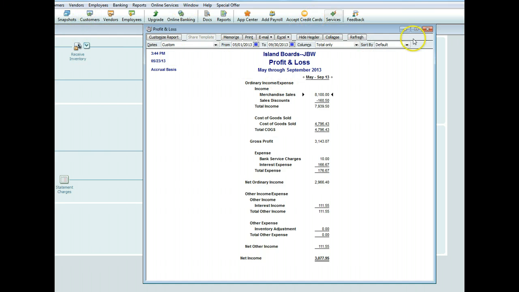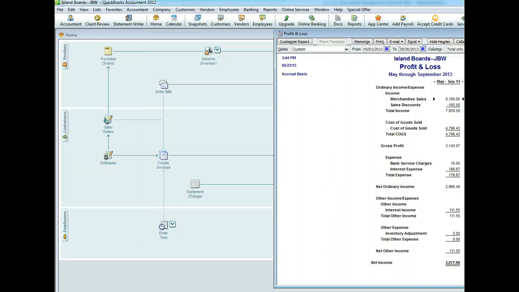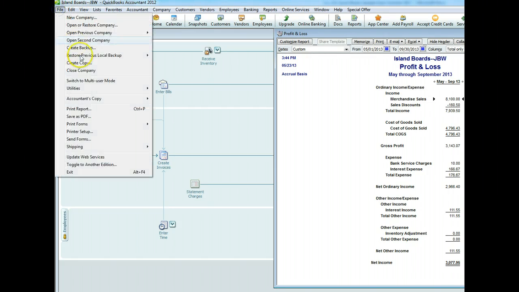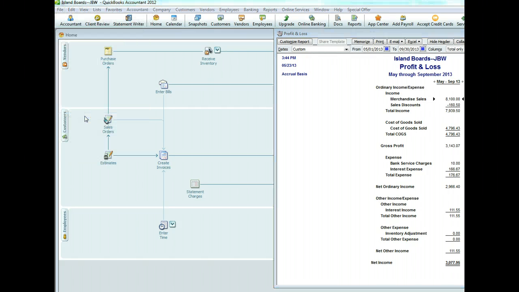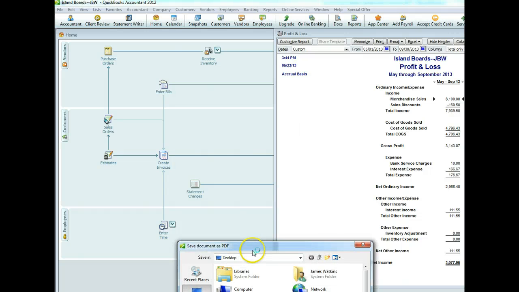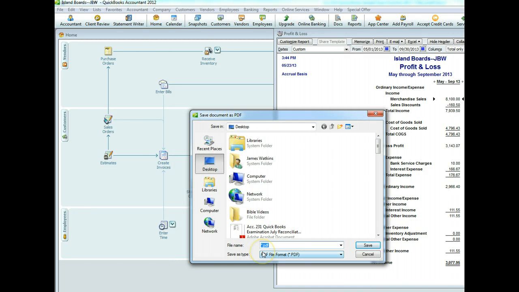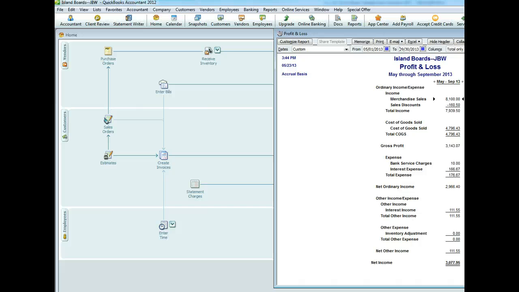And if you go over here to save as PDF, save it on your desktop. I'm going to save it as sample final so I can find it again. And I'll say income statement. There we go.